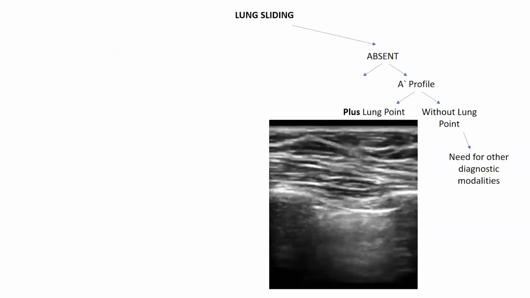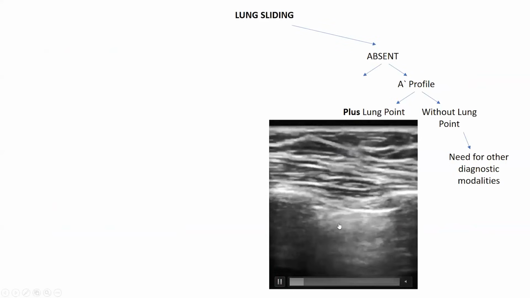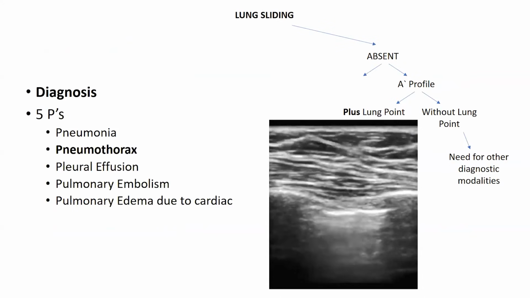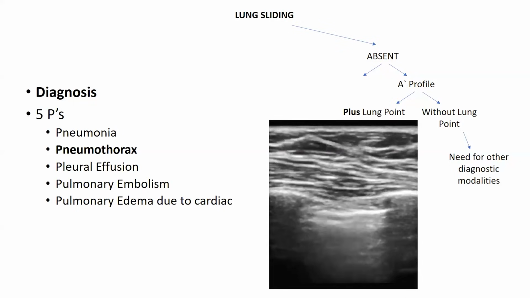Now, moving on to the situation where lung sliding is absent. In that case, again, we see if there is an A profile, and what we're seeing here is a classical lung point, right? You can see that the lung is sliding over here. There is a point, and then the lung is not sliding over here. So we have a diagnosis for this patient. It is a case of pneumothorax. Without lung point, we will need other diagnostic modalities to come to a conclusion.